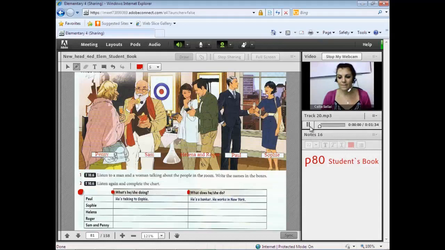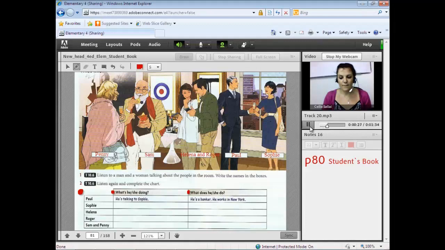Script 10.6. Who's who? Oh dear, I don't know anybody. Who are they all? Don't worry, they're all very nice. I'll tell you who everybody is. Can you see that man over there? The man near the window? Yes, that's Paul. He's talking to Sophie. He's a banker, very rich and very funny. He works in New York.